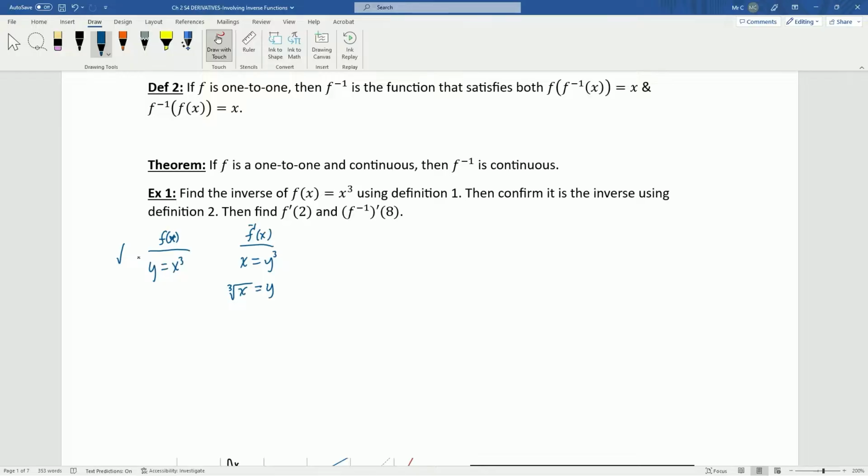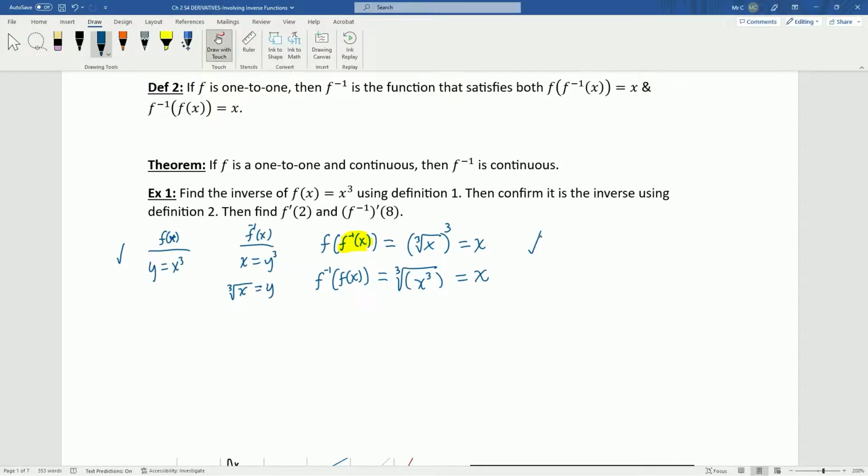Now let's check that these are inverses using definition 2. In other words, we're using the other definition to make sure we didn't make a mistake. So if I take f of f inverse of x, what that means is replace the input of f with the entire function f inverse. So I take x cubed and replace the x with the cubed root of x, but we know that the cubed root of x cubed is x. Likewise, f inverse of f of x would be taking the cubed root of x and replacing the x with x cubed, which of course also gives us x. So there, we confirmed that it is the inverse.